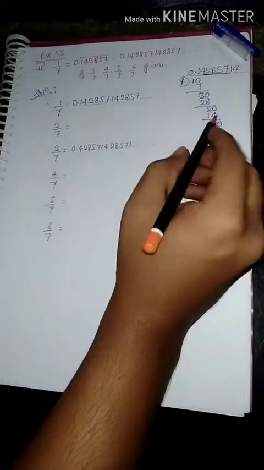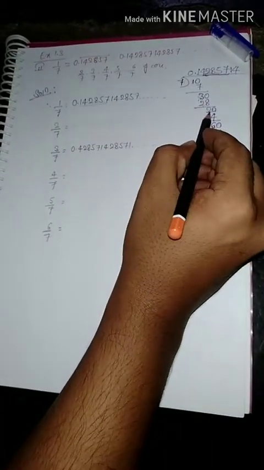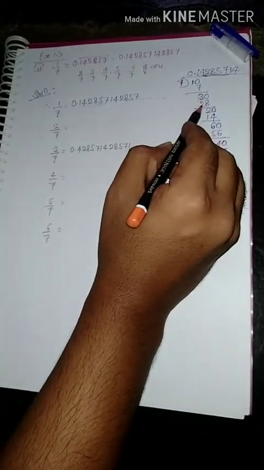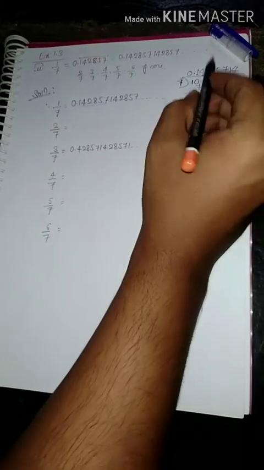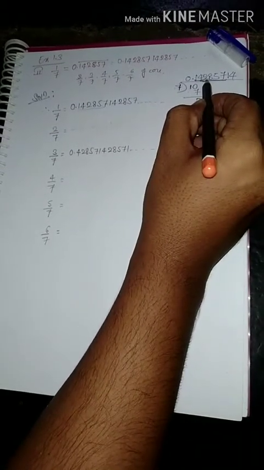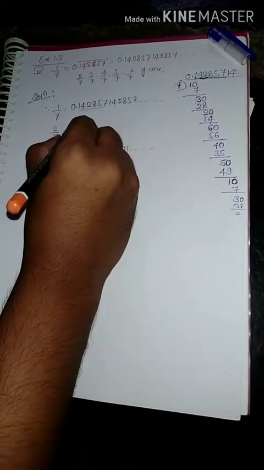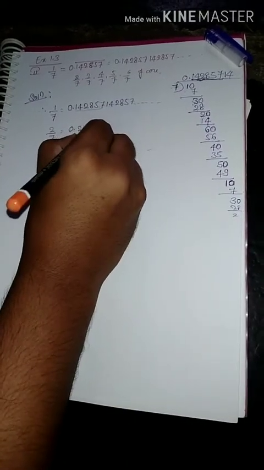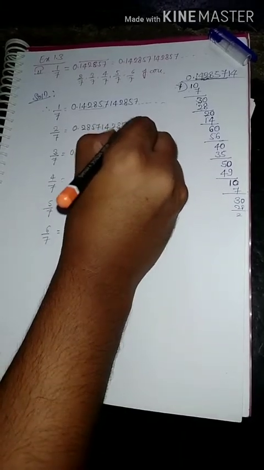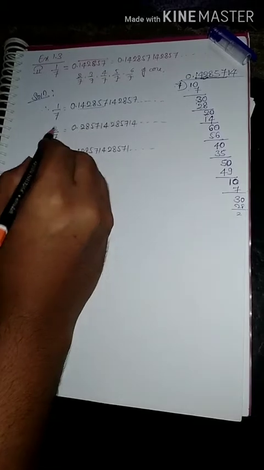The next is 2 by 7, because here the remainder is 2. After how many divisions is 2 the remainder? After 2 continuous divisions 2 is the remainder. So here in the quotient, first leave the 2 quotients, then start from the third quotient, that is 0.285714, 285714 and so on is the quotient of 2 by 7.